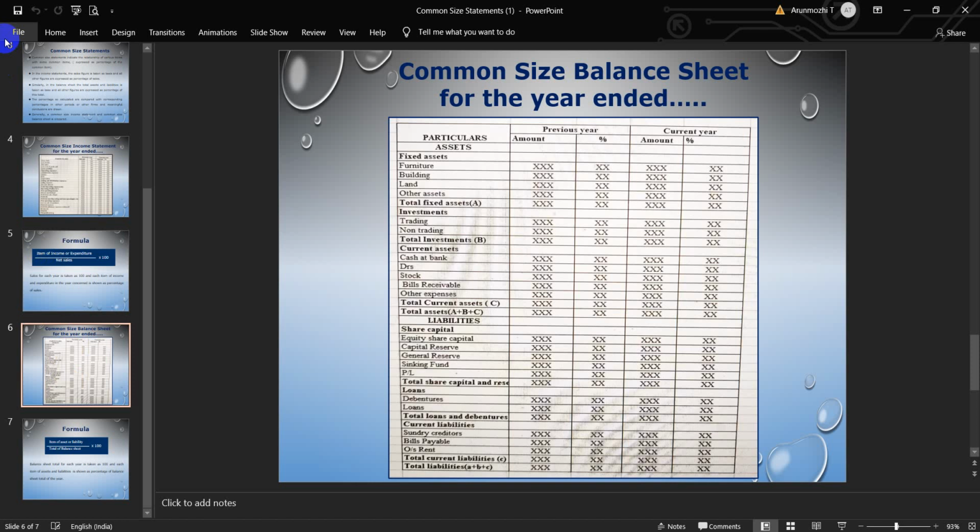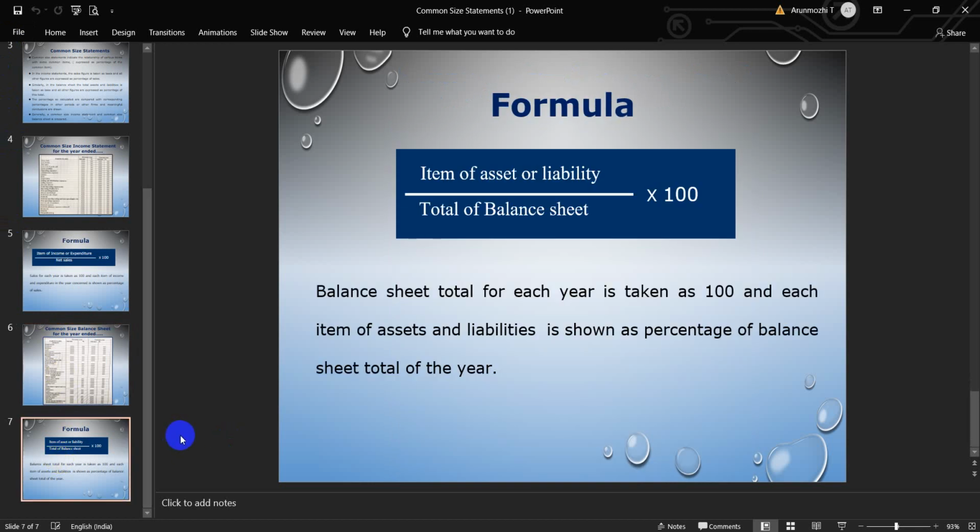Each type of asset is then expressed as a percentage of total assets or total of the capital and liabilities. Each item on the capital and liability side is also expressed as a percentage of total assets or total of the capital and liabilities. Formula for it is item of asset or liability divided by total of balance sheet into 100. Balance sheet total for each year is taken as 100 and each item of assets and liabilities is shown as percentage of balance sheet total of the year.